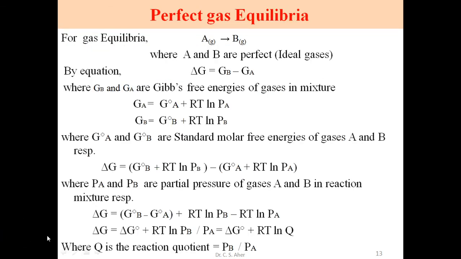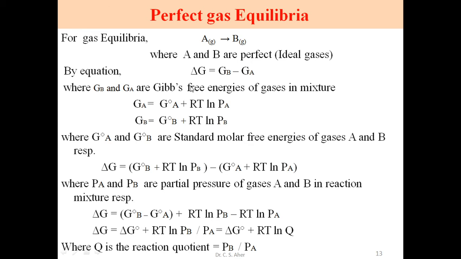In today's lecture we start perfect gas equilibrium. When we have reactant A converted into B, both in gaseous state, and A and B are perfect, or ideal, gases, the Gibbs free energy change is equal to the Gibbs free energy of product minus the Gibbs free energy of reactant, where GB and GA are the Gibbs free energies of gases in the mixture. The Gibbs free energy of A is calculated using the formula: standard Gibbs free energy of A plus RT ln of PA. What is PA? It is the partial pressure of A in the reaction mixture A plus B.